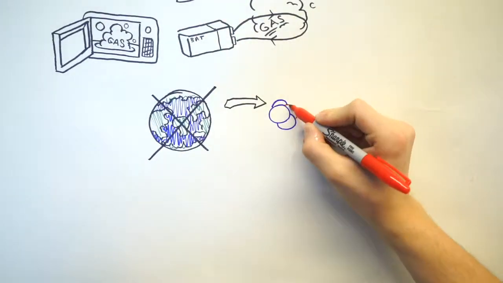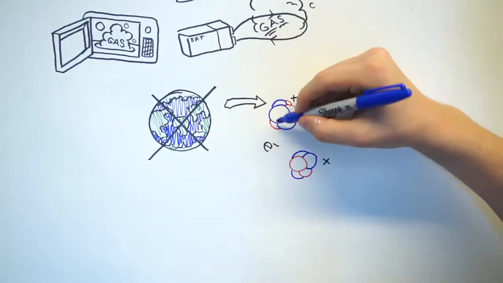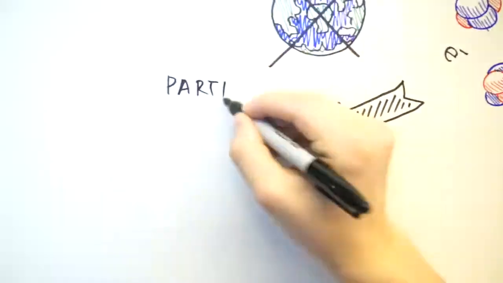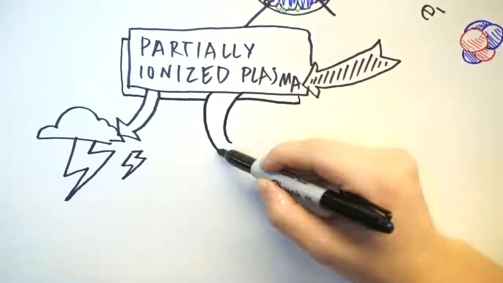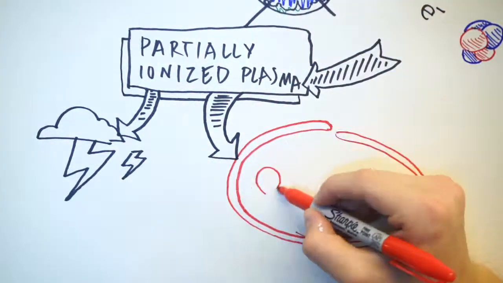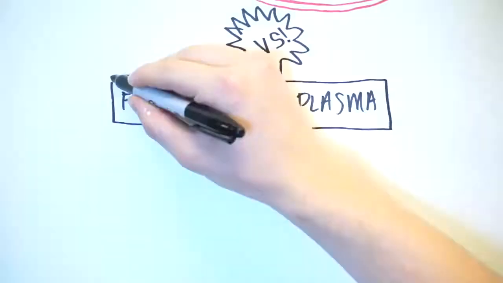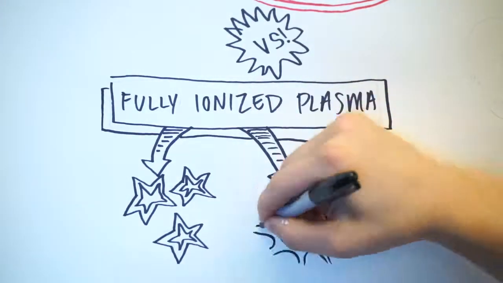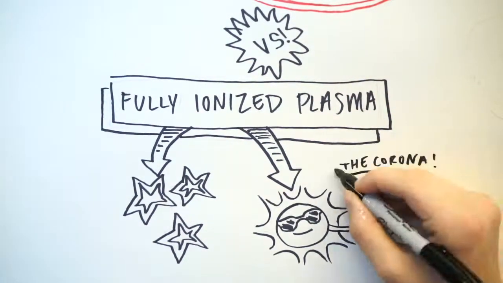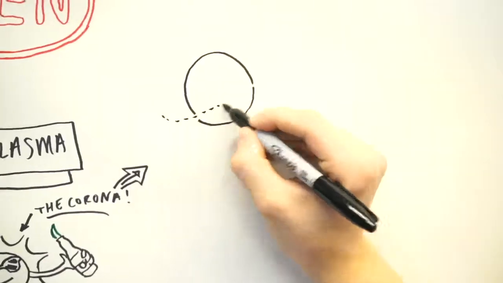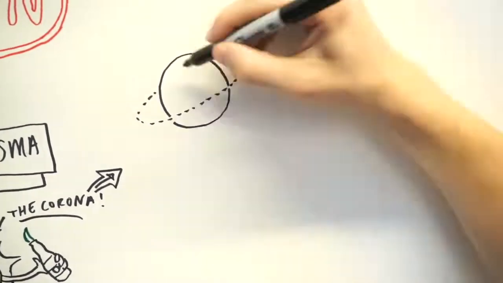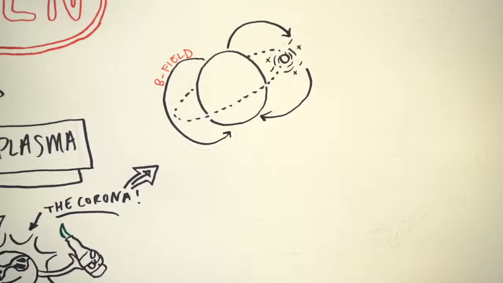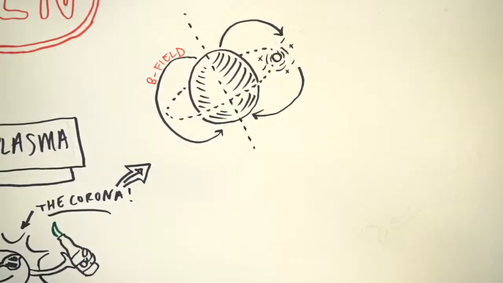Plasma most commonly occurs in two forms: partially ionized and fully ionized. Partially ionized plasma exists on Earth in the form of lightning and neon signs. Fully ionized plasma, on the other hand, occurs at the centers of stars and in the energy surrounding them. Plasma tori are most commonly produced by the interaction of a satellite's atmosphere with the magnetic field of a planet.